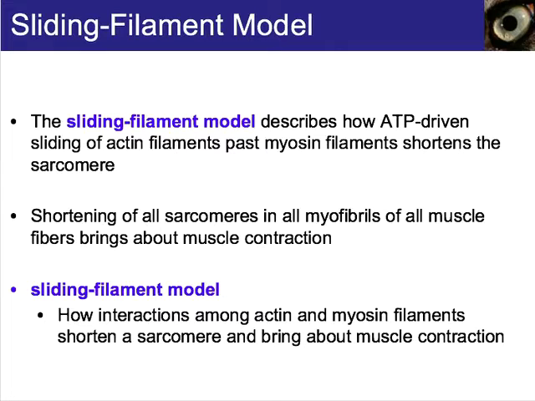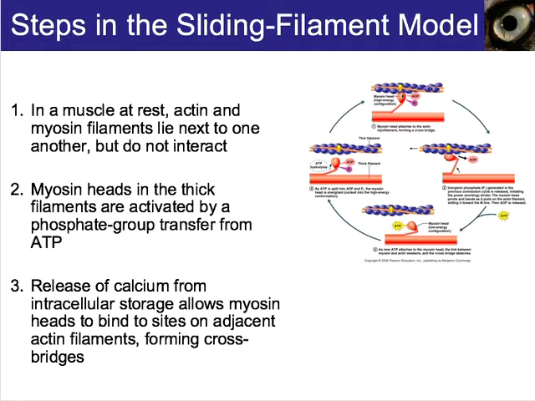Shortening of all sarcomeres in all myofibrils of muscle fibers brings about muscle contraction. The sliding filament model is how interactions among actin and myosin filaments shorten a sarcomere and bring about muscle contractions. In a muscle at rest, actin and myosin filaments lie next to one another but do not interact.